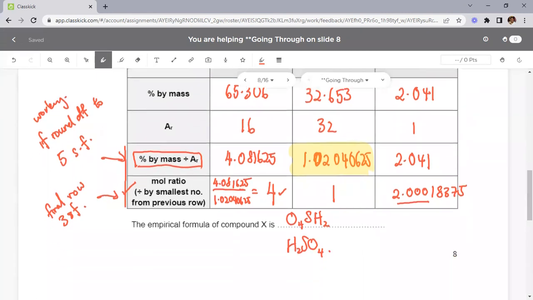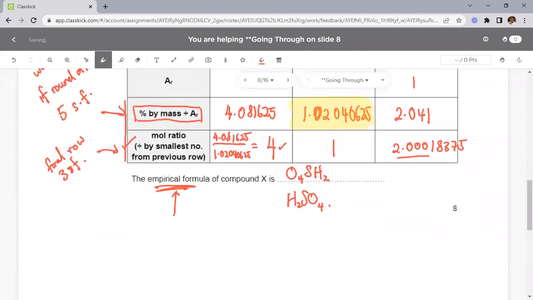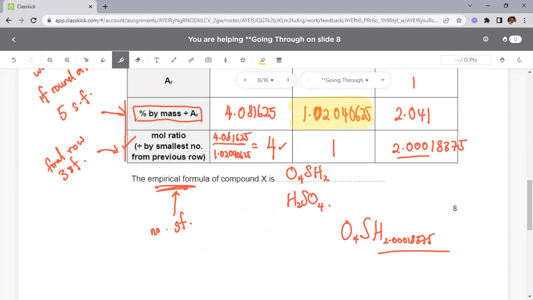Then of course, when it comes to the empirical formula, you know that this one has no SF. Can you imagine you write something like O4S H2.00018375? You don't really see a formula like this. Am I correct? That is nonsense. When it comes to the final formula, every single thing is an integer. So for the empirical formula, no SF, it is only whole numbers.